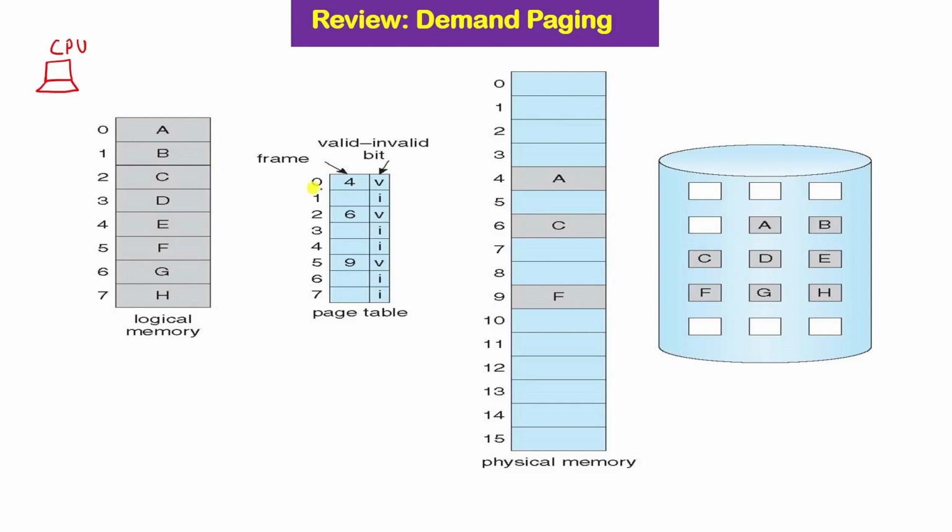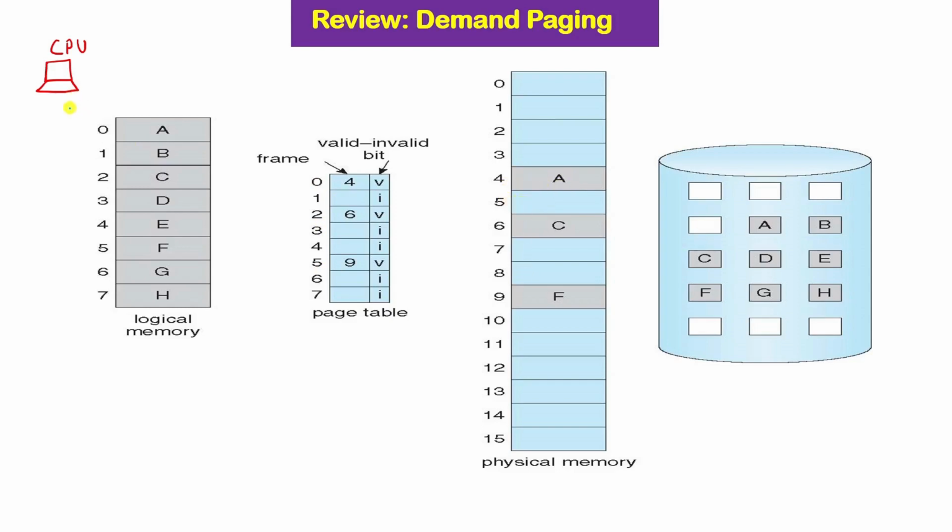So let's say these three pages, page number 0, page 2 and page 5, are kept inside the main memory at different frame numbers, and this mapping of the various pages with the various frames is stored inside this page table. So page number 0 is inside frame number 4, page 2 is inside 6 and page 5 is inside 9. Here you can see page number 0, that is A, is inside frame number 4 and so on.